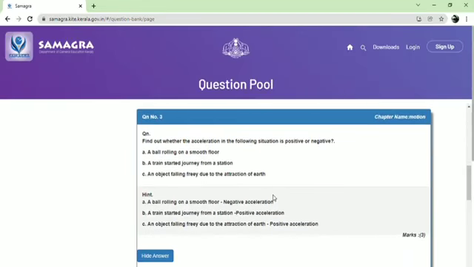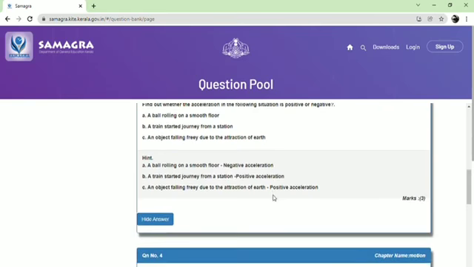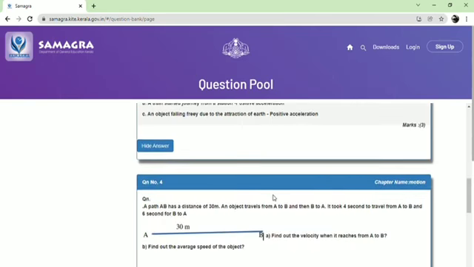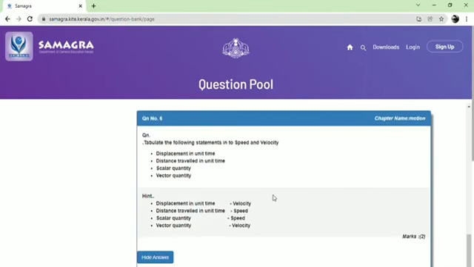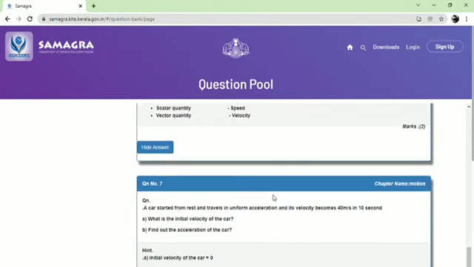A ball rolling on the smooth floor, negative acceleration. A train started journey from a station, positive acceleration. An object falling freely due to the attraction of earth, positive acceleration. Displacement in unit time, velocity. Distance traveled in unit time, speed. Scalar quantity, speed. Vector quantity, velocity.